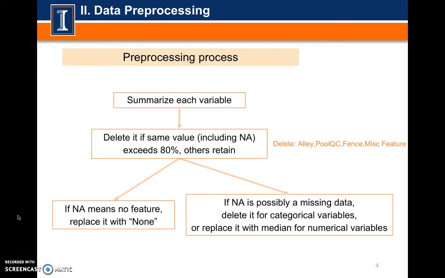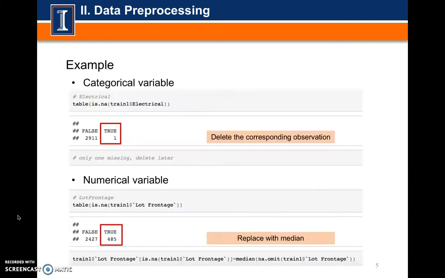For data preprocessing, first we summarized each variable. If the same value, including NA, exceeds 80%, we delete it. So in this step, 4 variables were deleted. For the remaining variables, we handle NA. If NA means no feature there, replace it with none. If NA is possibly missing data, delete it for categorical variables, or replace it with median for numerical variables.